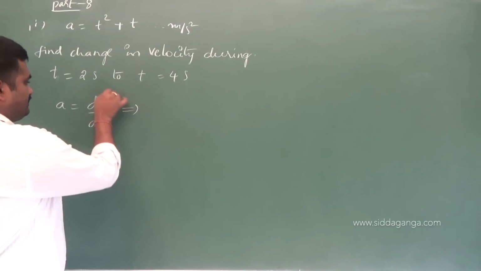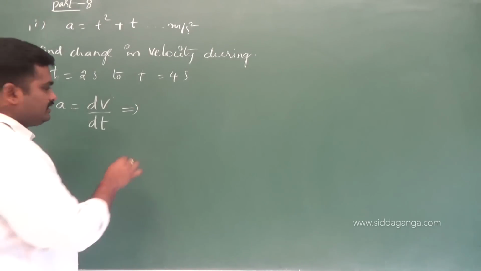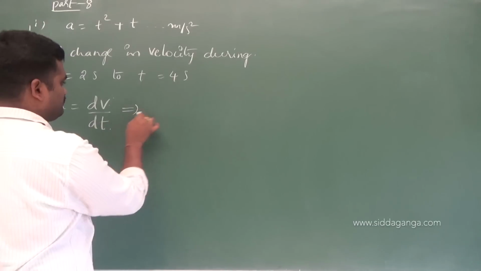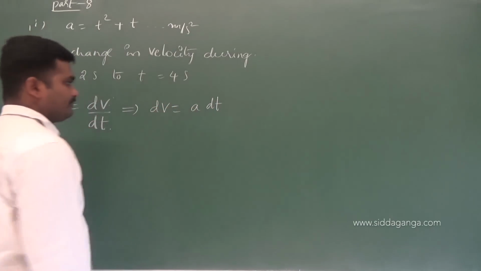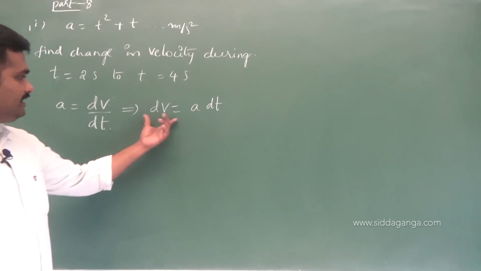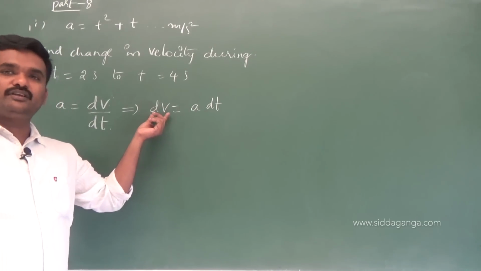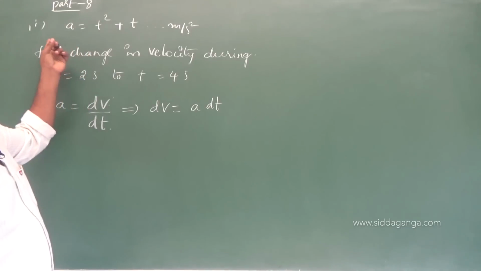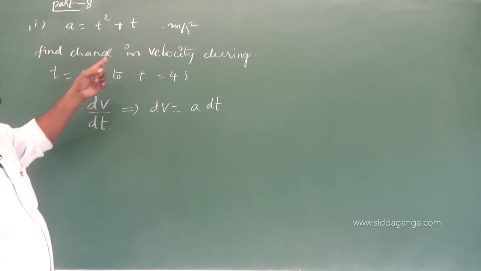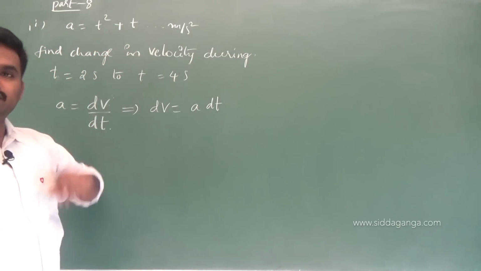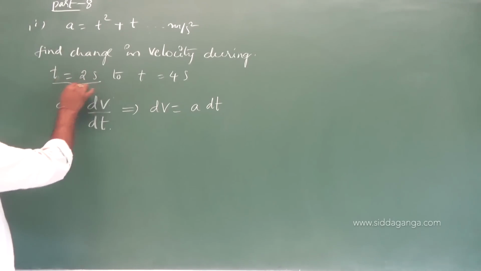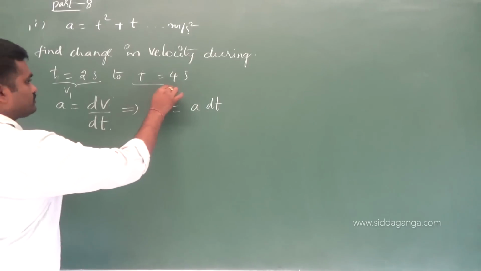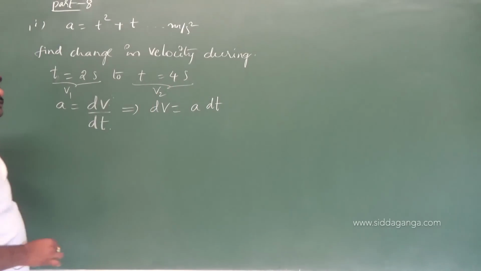From this, dv is nothing but the change in velocity. dv equals a into dt. I want the change in velocity during the interval from t equals 2 seconds to t equals 4 seconds. How does the velocity change during that interval? Let's say at t equals 2 seconds velocity is v1 and at t equals 4 seconds velocity is v2.